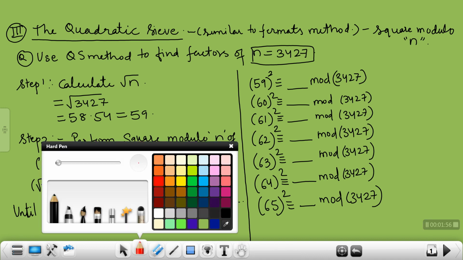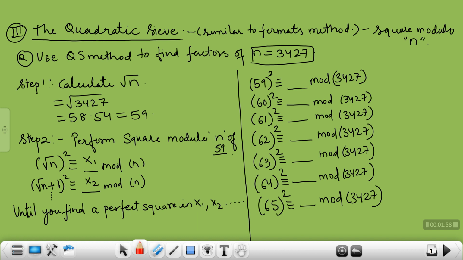The question asked is: use the quadratic sieve method to find the factors of the number 3427. I have written a shortcut over here. A number is given to us, 3427, and we have to find two factors of this number.